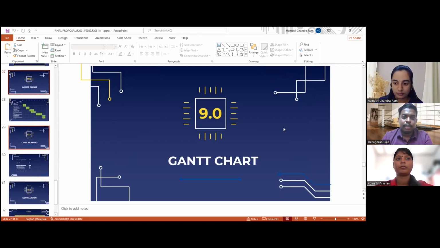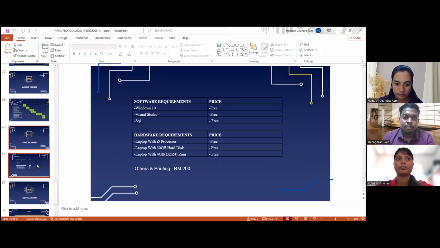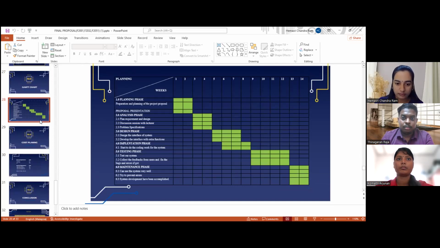Thank you, Hema. Next, I will go into detail about our Gantt chart. Here we can see our Gantt chart. We separate our planning and management into the number of weeks we took to complete. In our planning and management, there are 6 phases.